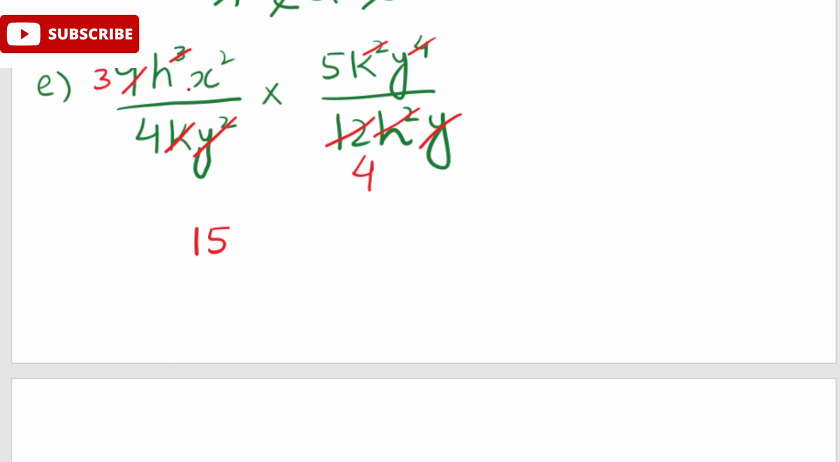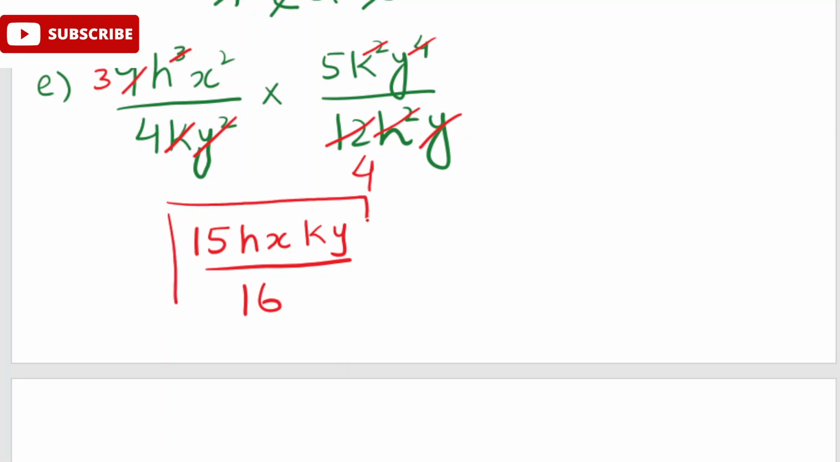Now what about the variables in the numerator? Those are h, x, k, and y. And in the denominator, only 4 fours are 16. No variable is there, so this is the final answer of the part. I would request E part done. After the E part, let's try to complete the F part of the question.